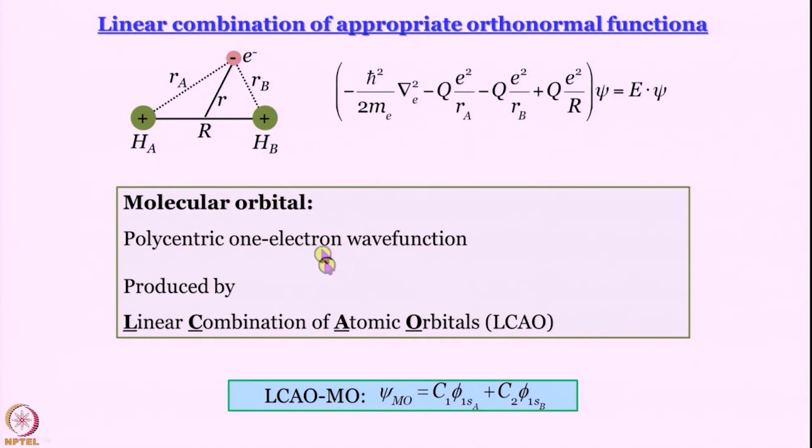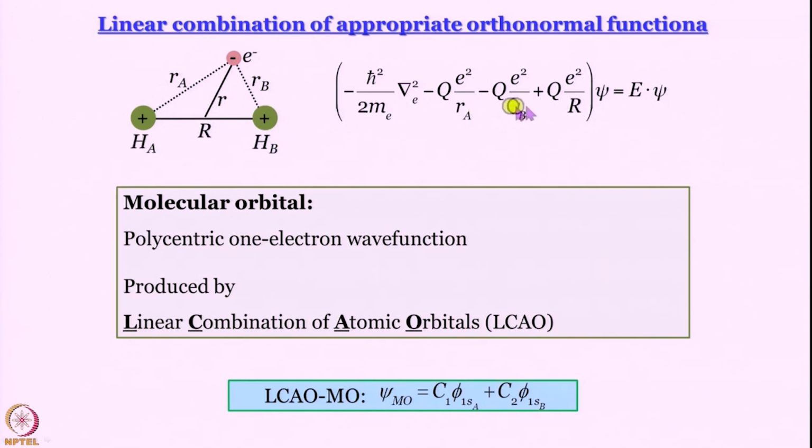So here we have minus h cross square by 2me del square, that is the kinetic energy term of this lone electron, minus q square by Ra minus q square by Rb. These are the potential energy terms for the attraction of this electron by the two nuclei, and q square by capital R, where capital R is the internuclear separation, is the term in the Hamiltonian operator for internuclear repulsion.